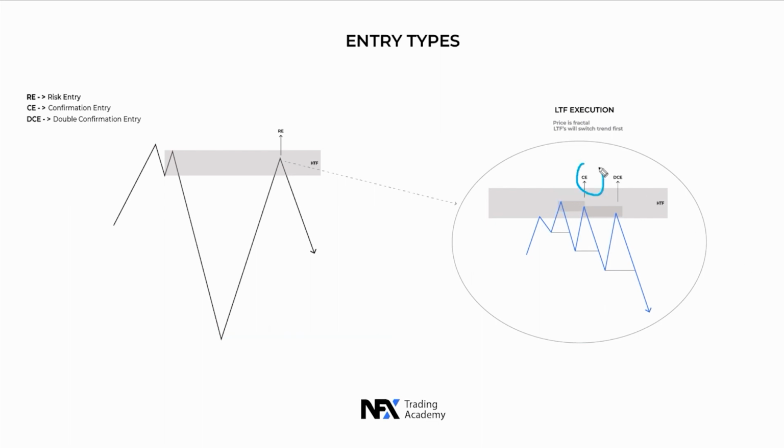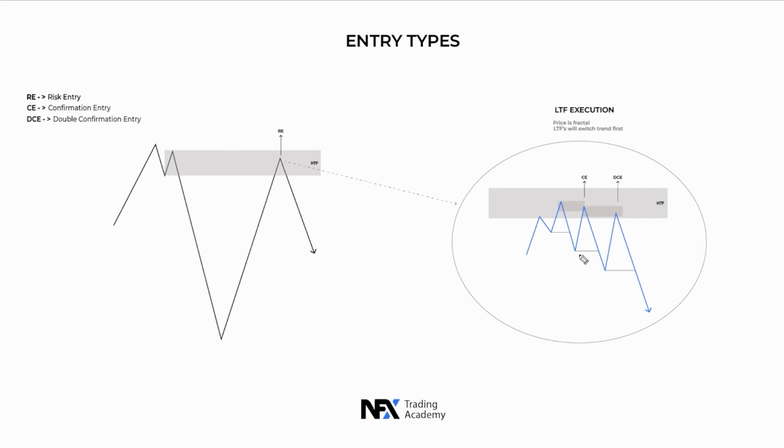If you don't want to take the confirmation entry or you miss it, then you're gonna wait for the double confirmation entry. What that means is usually you wait for the next break of structure, because when there's a break of structure in the market, price forms a new supply or demand zone with a new POI where price returns and then gives another entry.